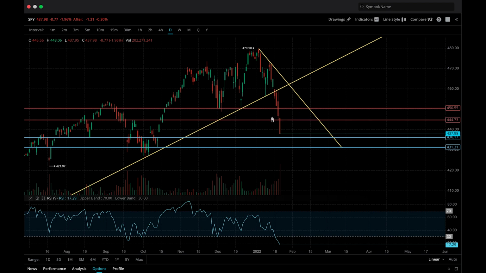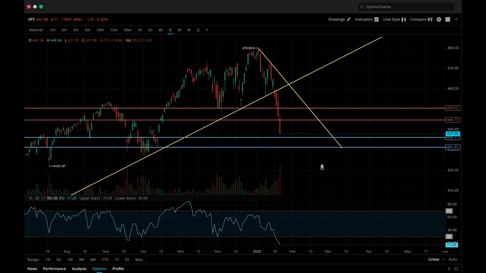We definitely are getting into some deeper bearish territory as we have broke underneath this main trend line. We're seeing a lot of selling pressure, a lot of volume the past couple days. I'm going to see if volume remains at these levels. Our RSI is at 17.29, which is oversold.